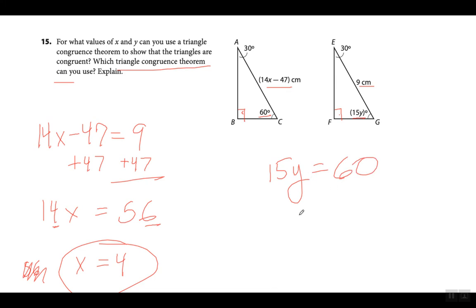So I set up my equation. Same little trick I did over here. This one you should memorize because it comes up a lot. 60 divided by 15 is 4. Everybody should know that 15 times 2 is 30, and 30 times 2 is 60. So 15 times 4 has to be 60.